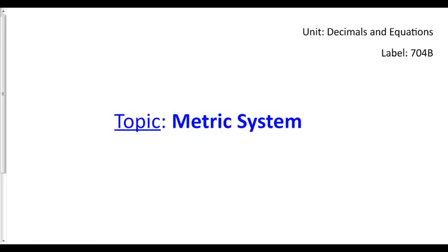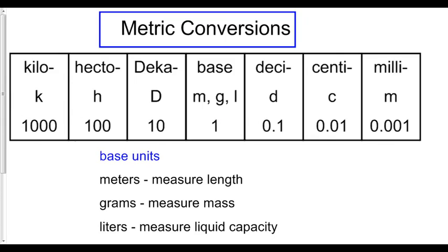In this video, we'll see how to use the metric system and convert units in the metric system. So here's our metric conversions chart. Starting off here, kilo means 1,000, hecto 100, deca 10. These are our base units. Our base units are meters, which measure length, grams, which measure mass, and liters, which measure liquid capacity. And then deci is 1/10, centi 1/100th, and milli is 1/1000th.